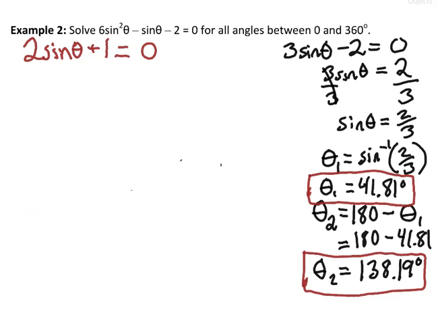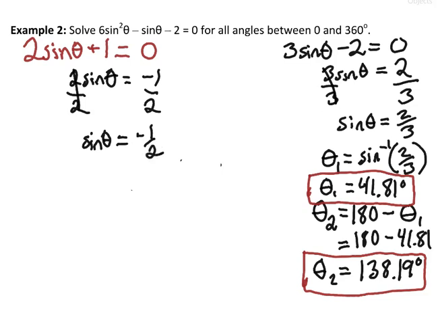Right, so solving this one, we'll move the 1 to the other side. We get 2 sine theta equals negative 1. Divide both sides by 2. You get a half. So we have sine theta is equal to negative a half. Now that actually is a special angle, so you have an option here. You could either use your special angles or your calculator. Since this video is about how to use your calculator, we'll do it that way. Theta 1 will be the inverse sine of negative a half. When you do that, the inverse sine of negative a half is negative 30 degrees.